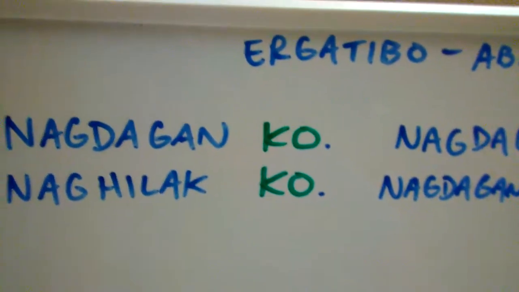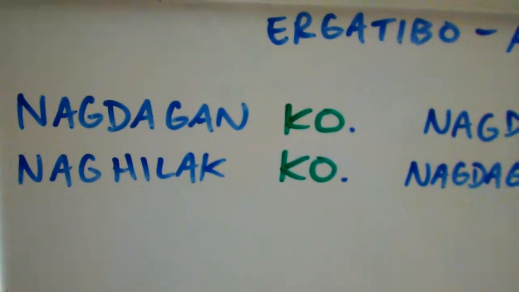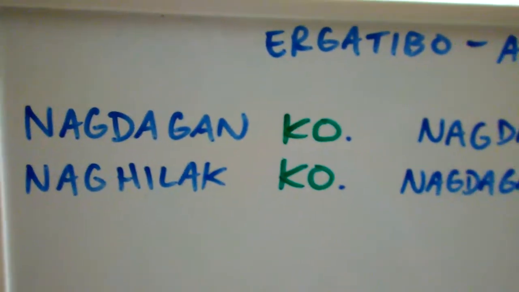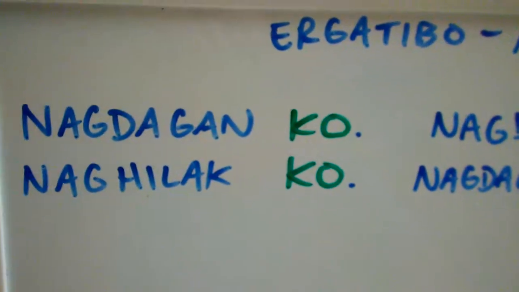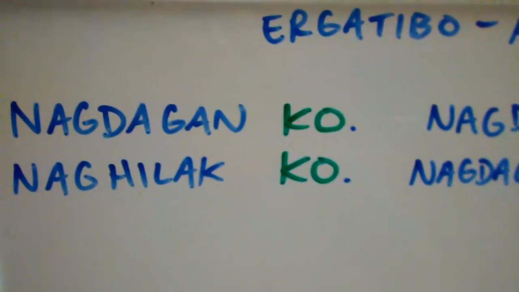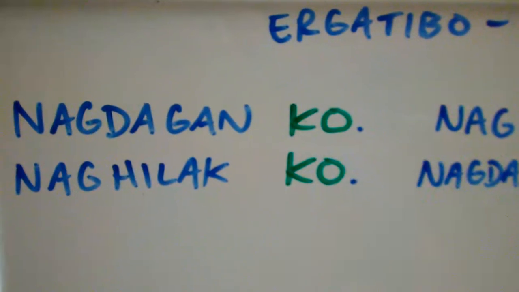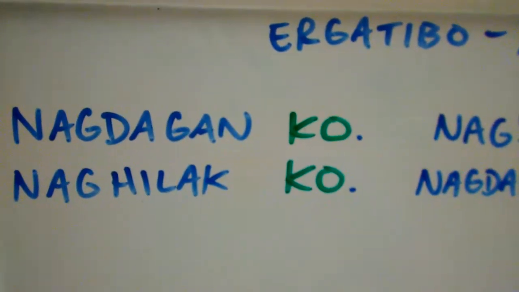Let's get right into it. So I have two sentences up here, and they're both intransitive verbs, meaning they cannot take objects, right? The first one is nagdagan ko, and the second one is naghilak ko. The verbs nagdagan and naghilak are both intransitive. Nagdagan ko means I ran, naghilak ko means I cried, right?